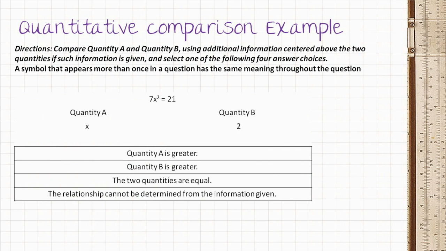Now this is the example of quantitative comparison. You can see here quantity A and quantity B. You have to compare quantity A and B, and the given information in the middle is 7x² = 21. Now let me start my marker so that I can solve this problem. So now here we are given these options. We'll be solving this question right here.